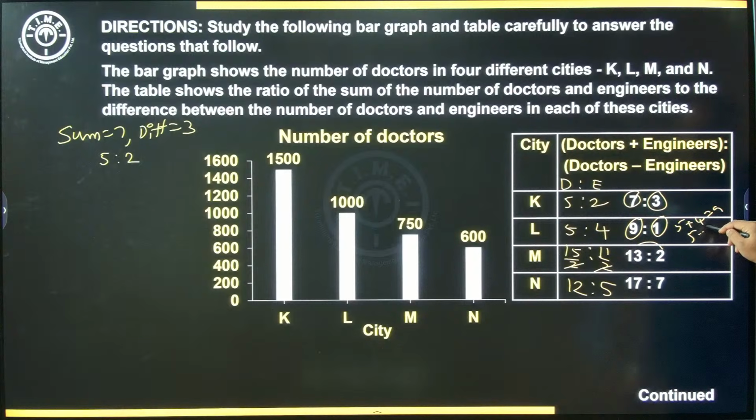5 minus 4 is 1. So it is 5 and 4. 5:4. I'll come back to this.